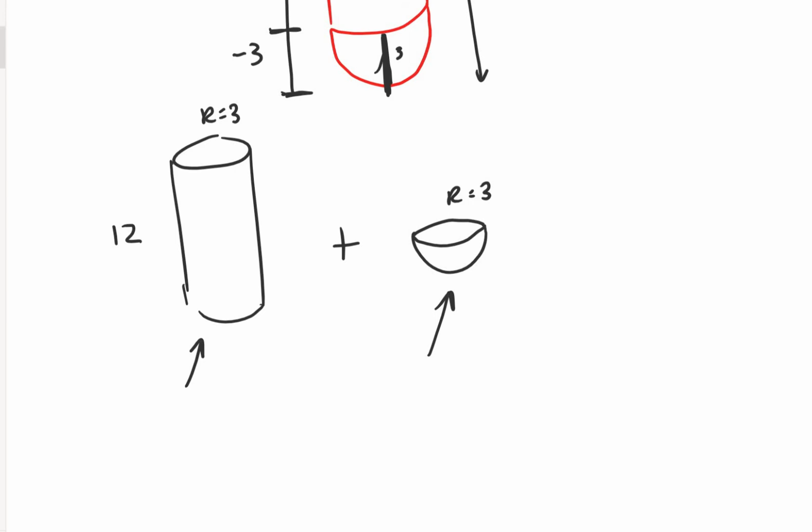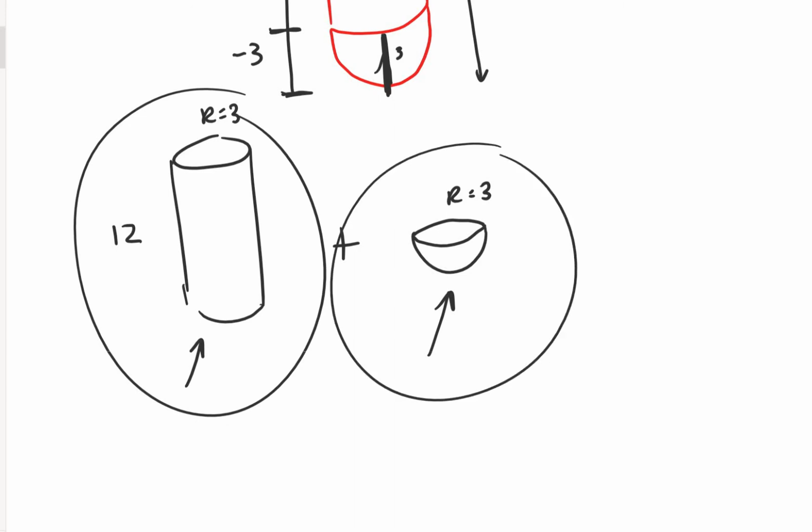I'm not going to do that for you because there should be no problem in calculating the volume of the cylinder and this hemisphere. But I can tell you when you add them together, you should get 126 pi centimeters cubed. Okay, that's that done, guys.